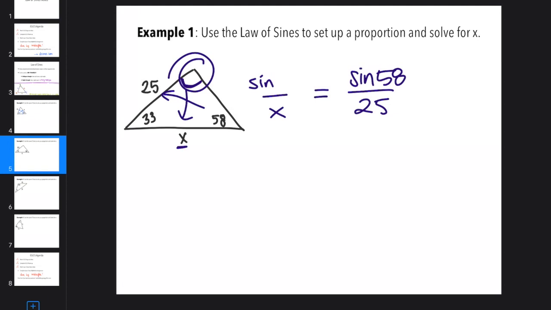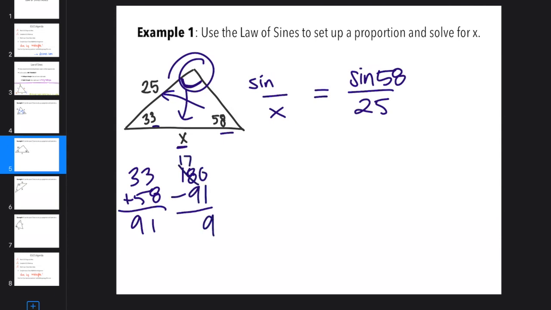Well, I have a triangle. I have two angle measures, so I can take 33 plus 58, which gives me 91. 180 minus 91 gives me 89. All right, so that's my angle measure.